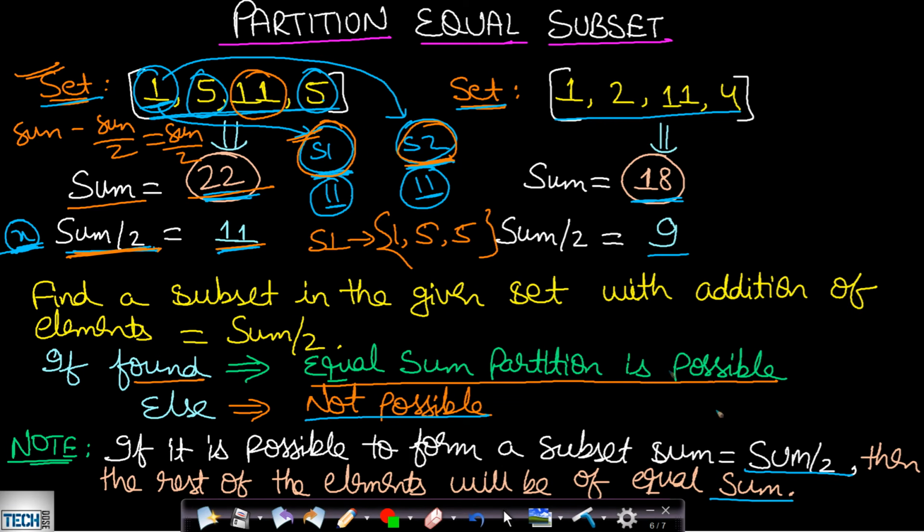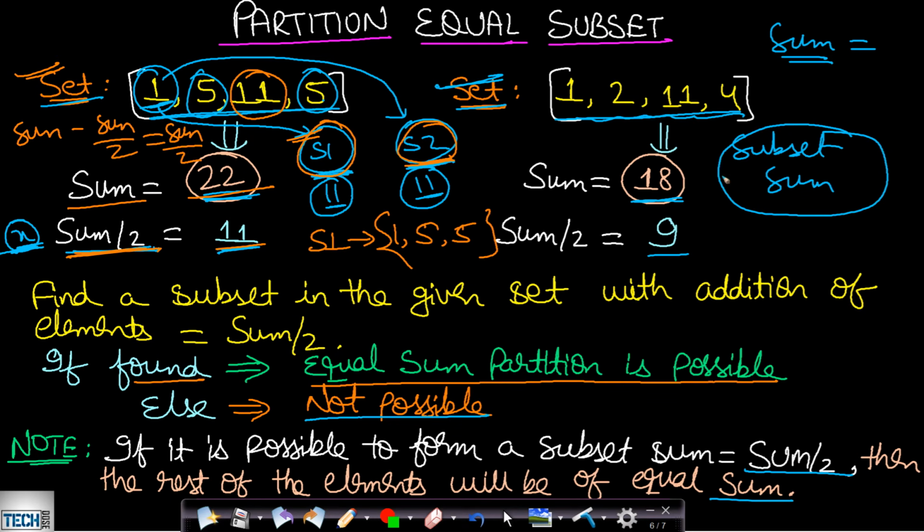So how do you find, given a set, whether a given sum can be formed from a subset of this given set? Well, this is nothing but a subset sum problem. This is what we saw in the subset sum problem, right? So what do we need to modify in the subset sum problem? We just need to check the sum value.